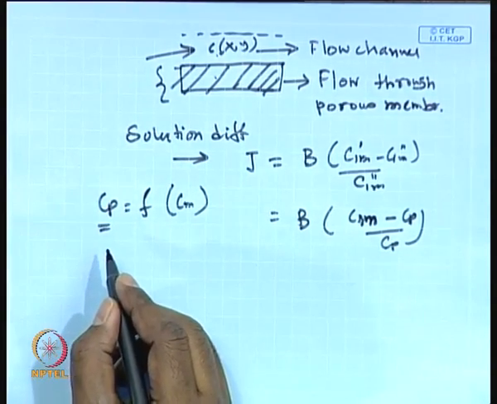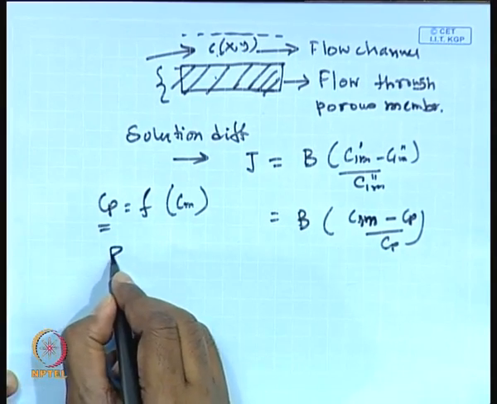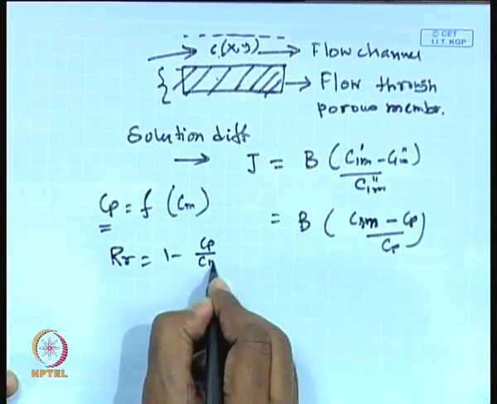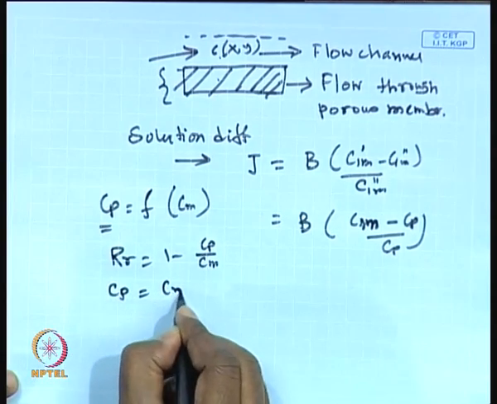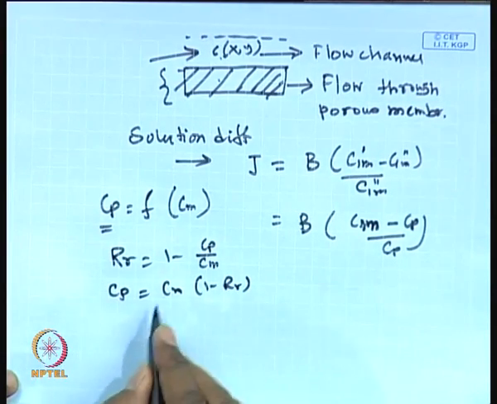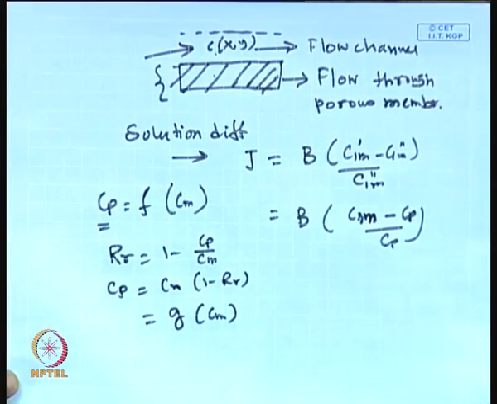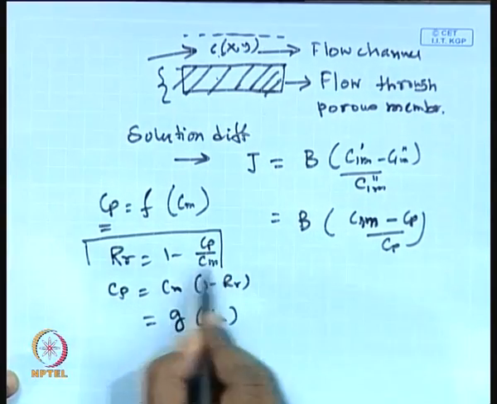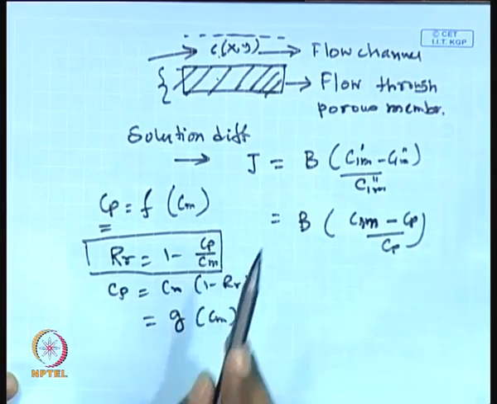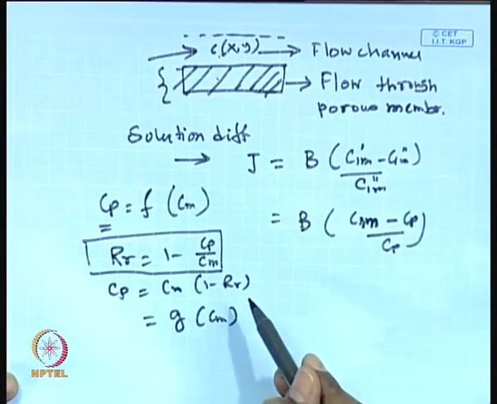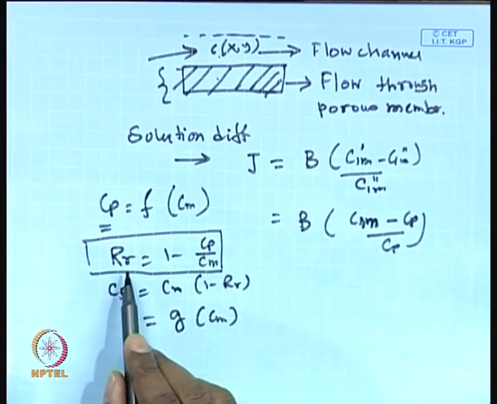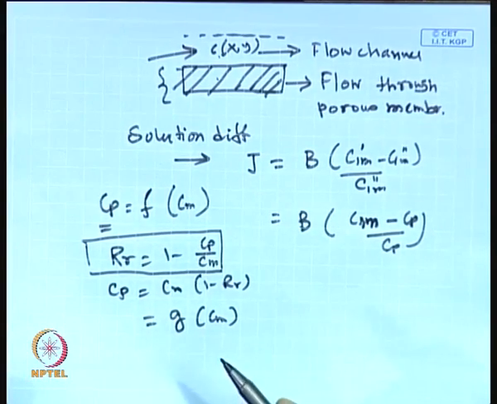This gives a relationship between them. And if you remember, the definition of real retention is 1 minus Cp by Cm, and Cp is simply Cm into 1 minus Rr. So, this also gives a relationship between Cp and Cm. This is a different relationship. So, what is the difference between the two? If you talk about the real retention, then we cannot talk about the solution diffusion model. They are mutually exclusive. Both are almost equal to the same, because real retention is nothing but, as I discussed earlier, a partition coefficient of the solute in the permeate phase and in the feed phase.